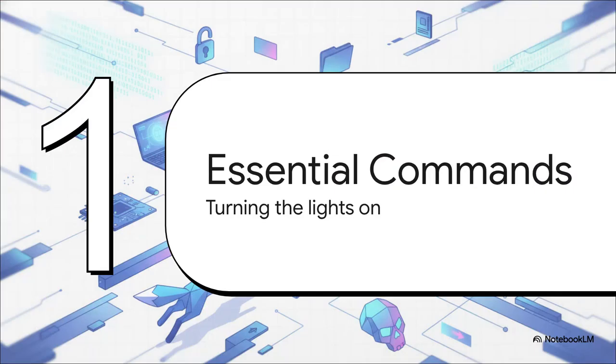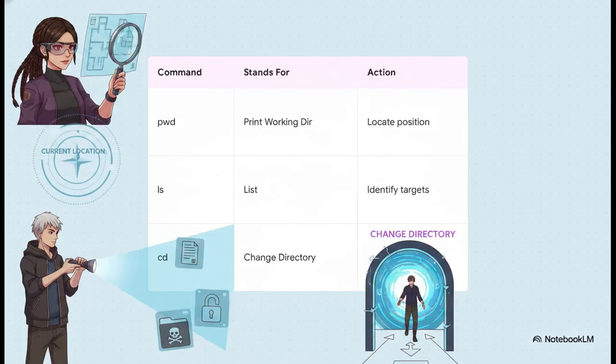Section 1. Essential Commands. Turning the lights on. All right, here is your very first survival toolkit for the terminal. The absolute first thing you do in that dark room is type pwd, which stands for Print Working Directory. This command simply asks the machine, hey, where exactly am I standing right now? And it prints your current location right there on the screen. Okay, so once you know where you are, you type ls, which stands for list. Think of this as shining a flashlight around the room to identify all the targets, files, and folders sitting right next to you. And finally, once you see a door you want to actually walk through, you use cd, change directory, to move your position forward into that new folder.